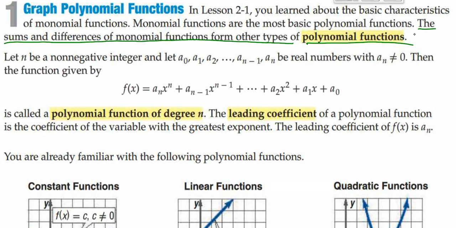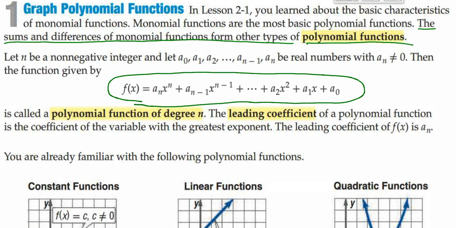We're getting to a point in our mathematics where we don't want to miss out on things that we might have to see in our future. So if n is a non-negative integer, then a sub 0, a sub 1, a sub 2, dot, dot, dot, to a sub n minus 1, a sub n are real numbers with a sub n not equal to 0, then the function is given by this. I'm going to ask that you write that function down in function notation.